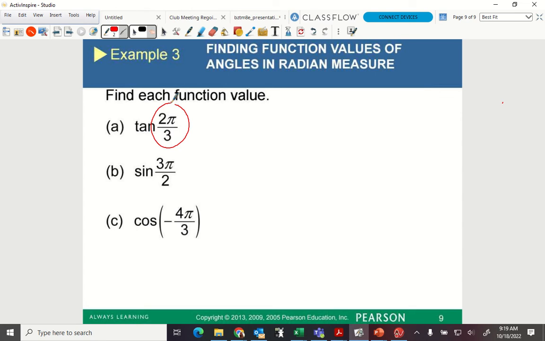Okay, so tangent. What does tangent represent? What is tangent? Look in the upper right-hand corner of your unit circle now. That was y over x. That's y over x, isn't it? So do we have a y value? Probably. Take your finger out your nose and put it on 2 pi over 3. Slide it to the edge of the circle.